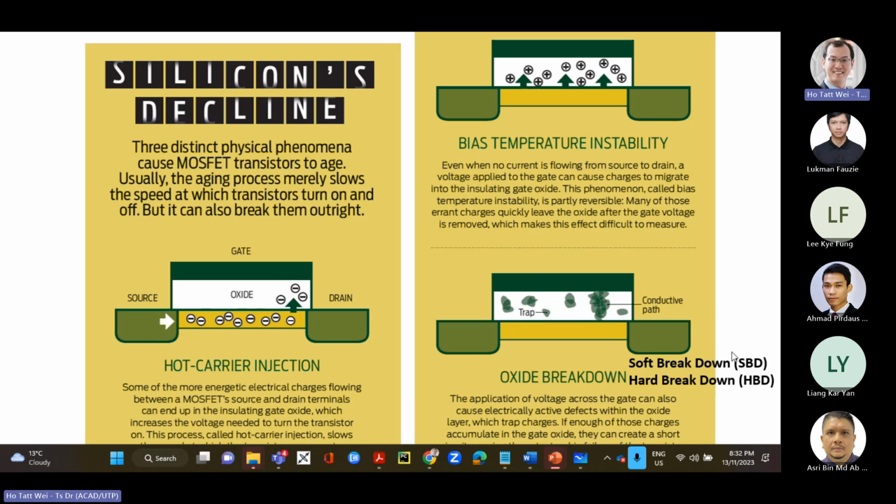So you will also have a case of something called a soft breakdown and a hard breakdown. The soft breakdown is when you have a little bit of extra charges, so it behaves very similar to these two. It starts trapping charges and then it causes the gate to delay, the transistor to increase its delay. Hard breakdown is when you actually have a conducting path here. So there's like a short circuit here, and then this transistor cannot function anymore.